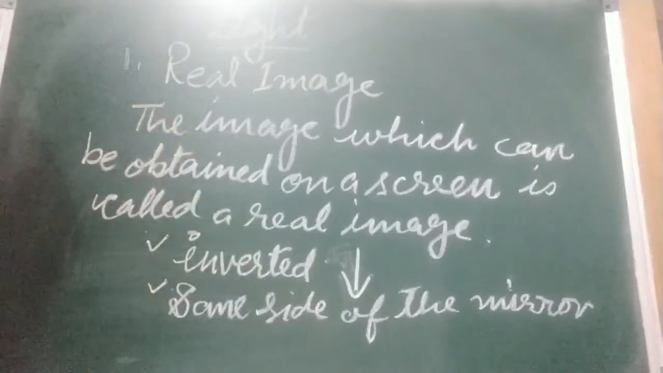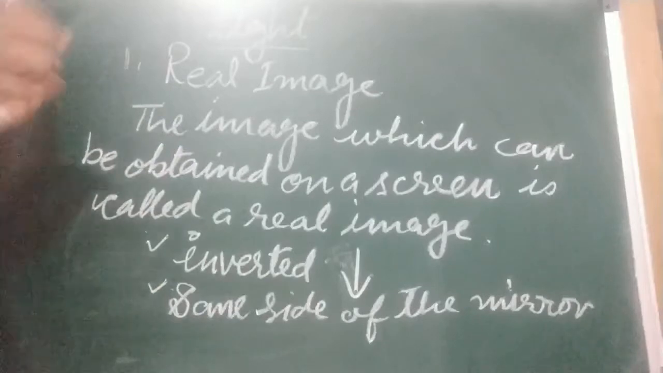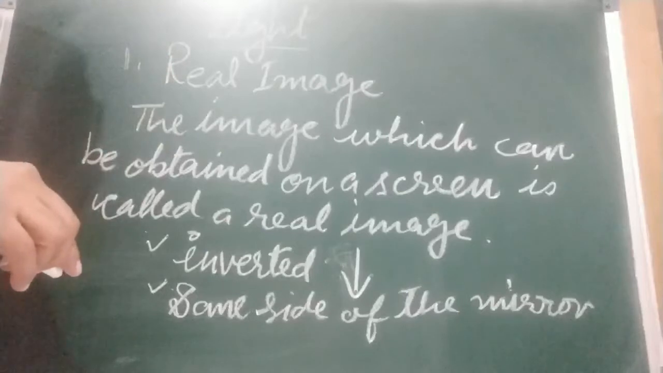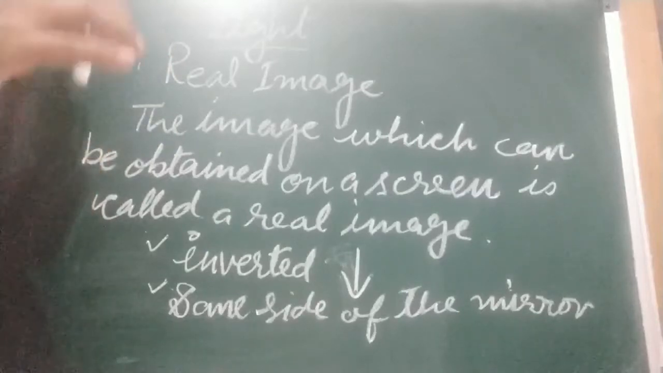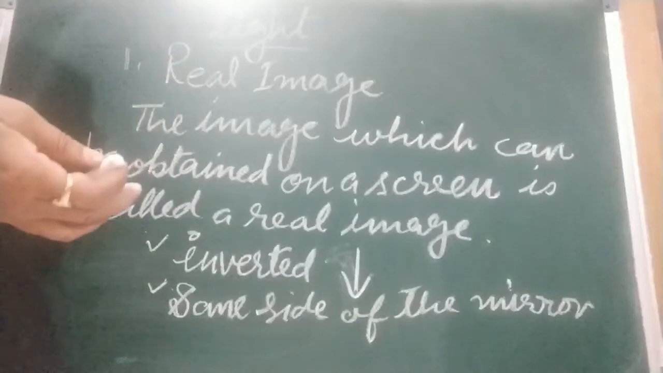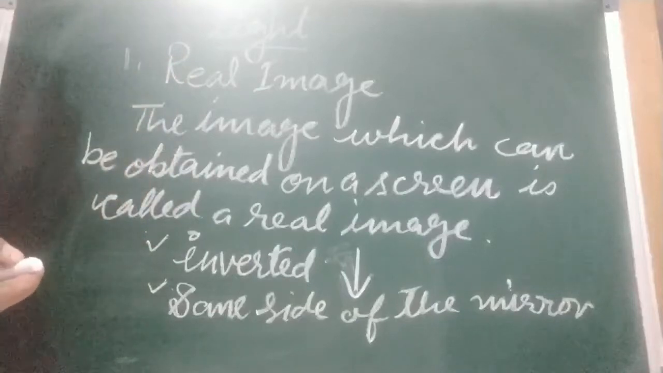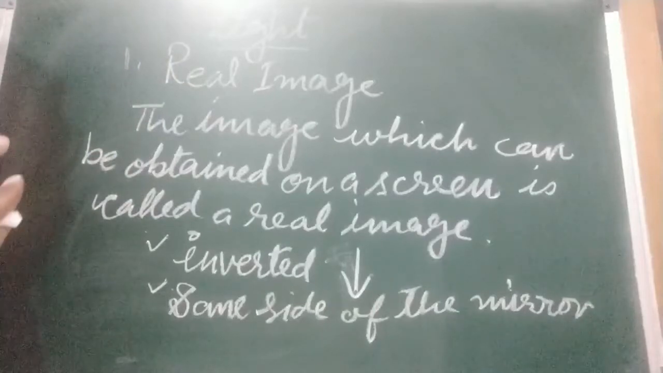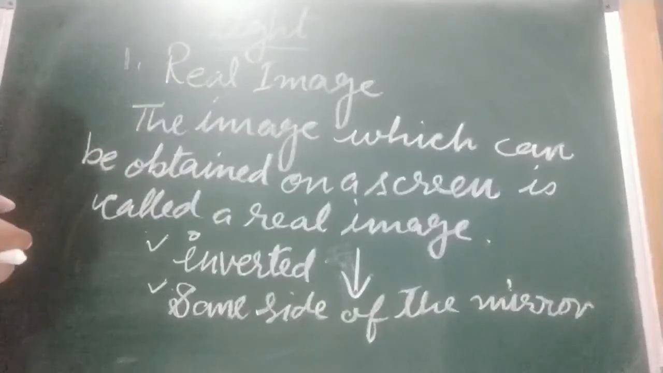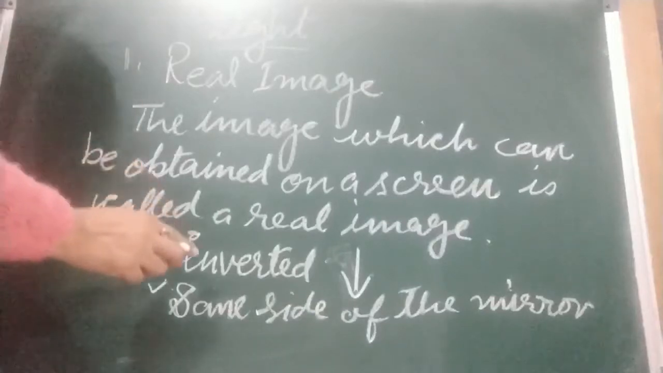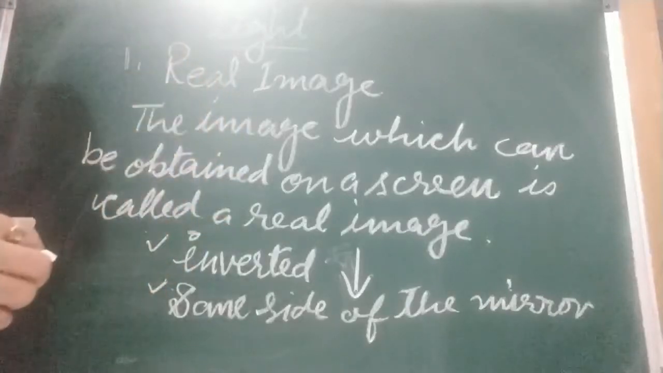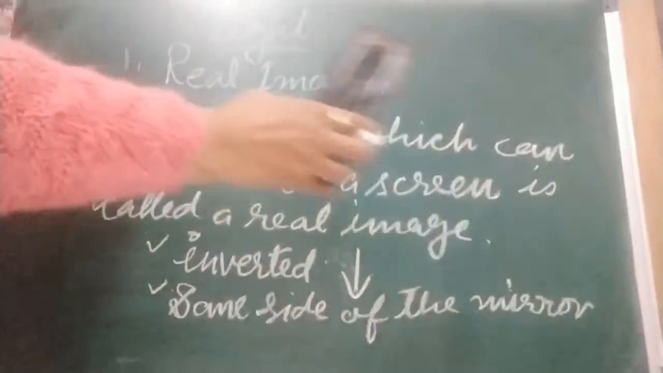What is a real image? The image which can be obtained on a screen, like in a picture hall we see the picture on the screen, but not inverted. Why not inverted? Because they set it and we see it straight, like an erect image. They place one more lens. And in our eyes also, as you learnt last year, a real image is formed on the retina. That is also a real image, because the retina acts like a screen. Now I am coming to the virtual image.